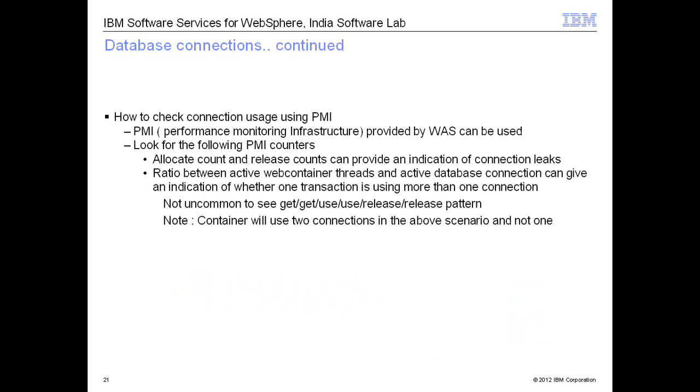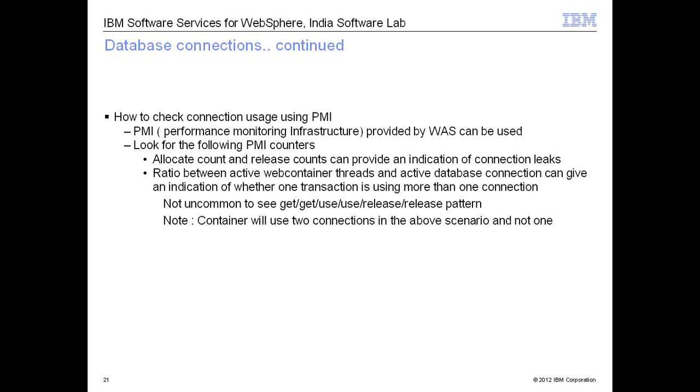Now let's assume you are looking at a system in production and you have some doubts about connection usage. What could be the quick indicators to tell you whether the connection usage is fine or not? One could rely on the PMI feature provided by WebSphere Application Server. PMI stands for Performance Monitoring Infrastructure.